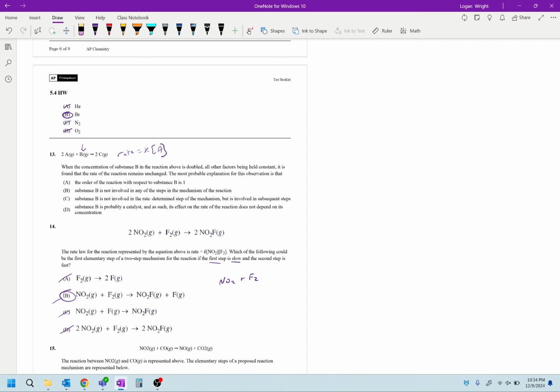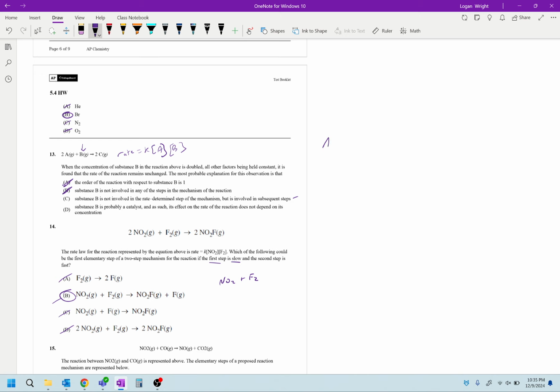If we look through our answer choices, the order of the reaction with respect to substance B is 1. Well, if it were 1, that would mean B would be in the rate law, and changing the concentration of B would change the rate. So that doesn't work. Substance B is not involved in any of the steps in the mechanism of the reaction. It wouldn't make sense to write it down in the equation if it's not involved at all. Substance B is not involved in the rate determining step of the mechanism, but it is involved in subsequent steps. So we've seen stuff like this before, where perhaps B is a catalyst.